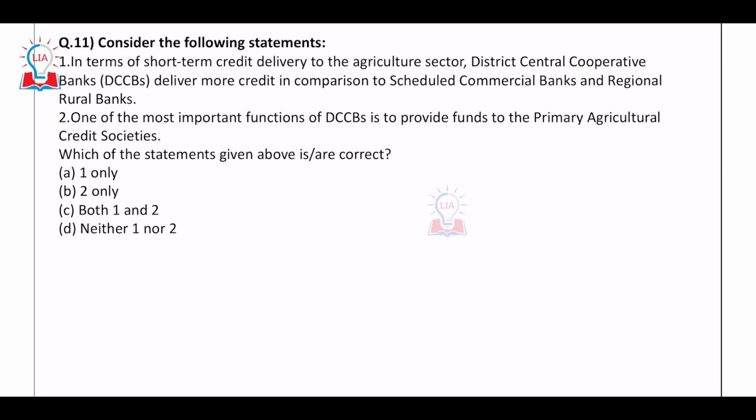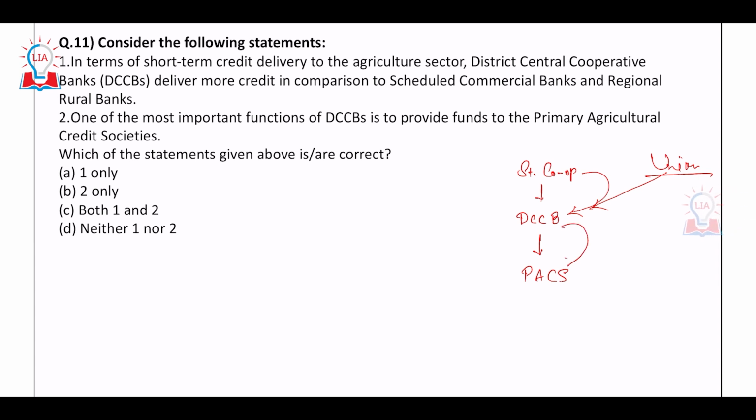Next. This is about the cooperative societies in the rural areas. First you have to know what the hierarchy in the cooperative societies in the rural areas is. You have the state cooperatives at the top. Below that you have the district central cooperative banks, right? And below that you have the primary agriculture credit societies, PACs. State cooperatives lend to DCCBs, and the union government also provides some finances to DCCBs. And DCCBs' main work is to provide the funds to PACs.